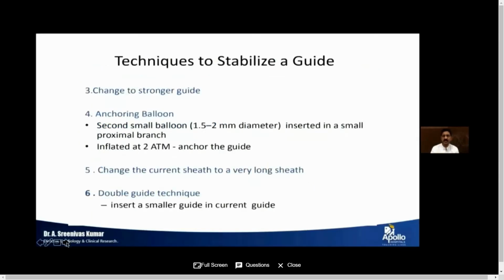That's important. Not only stabilization of the guide, but they make it more like solid rods on which you can take balloons or stents later. Though we also take the help of guideliners nowadays.